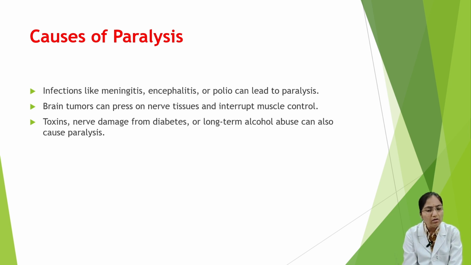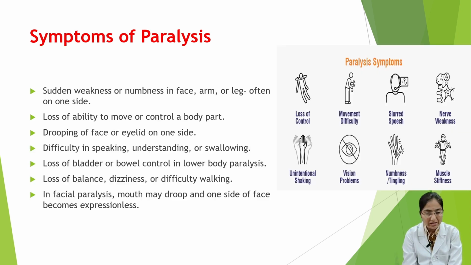Also included are infections like meningitis, encephalitis or polio, which can lead to paralysis. Brain tumors can press on nerve tissues and interrupt muscle control. Toxins, nerve damage from diabetes or long-term alcohol abuse can also cause paralysis. These are the causes of paralysis we can see.